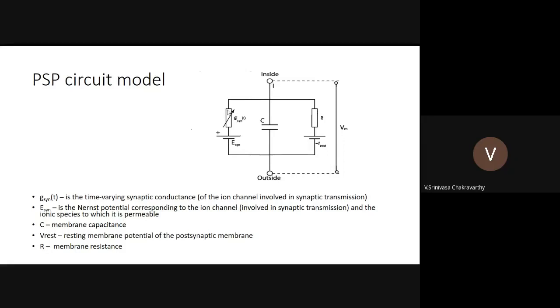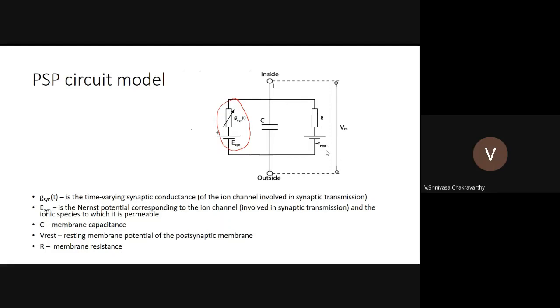So the ion channel on which the transmitter acts, through the receptor, also has a nonzero potential associated with it, and that we call E_syn. So basically the effect of the neurotransmitter on the postsynaptic membrane is coming through this branch, which has a conductance controlled by the transmitter and a battery with a potential. Other things are all standard. So you have Vrest: suppose these channels are completely closed, so the conductance is 0. So this branch is completely cut off. Then the membrane will be at a certain voltage, and that is Vrest.